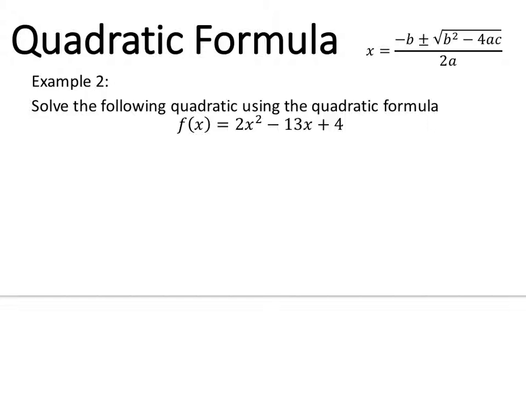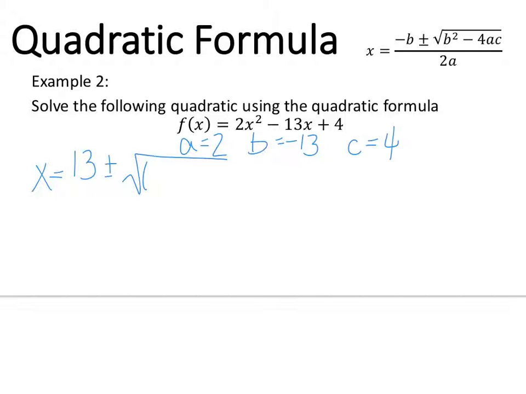So my last example is just the same thing, except now the a value is not 1. So I'm going to follow the exact same steps. Label a, b, and c, and then plug everything into the equation. So this is going to be positive 13 plus or minus the square root of 13 squared minus 4 times 2 times 4 all over 2 times 2.